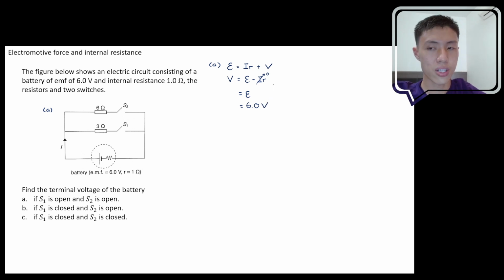Okay, very straightforward. This is what will happen if you open the two switches, causing no current to flow through the battery. If there's no current flowing through the battery, then there are no charges going through the battery material, right? So if there are no charges going through the battery material, there is no energy used to pass through the battery material. So all the energy being supplied by the battery is available to be given to the external circuit. So what we measure here, what's available for the external circuit, is everything that is being supplied by the battery. That's why the terminal voltage is equal to the electromotive force.